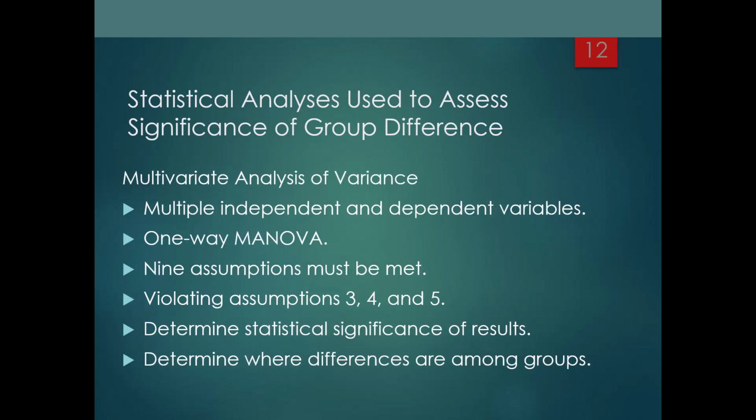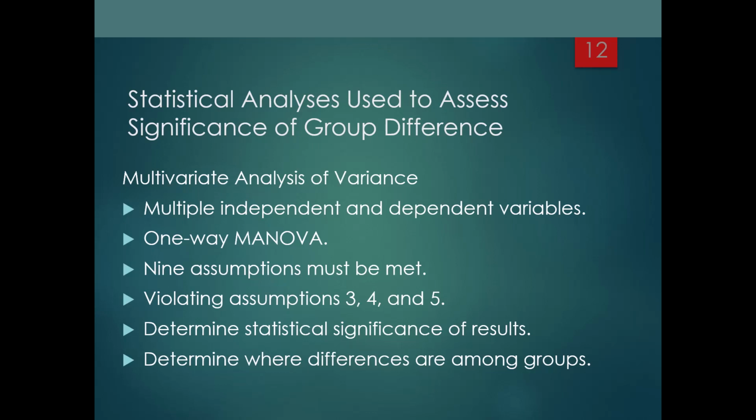Okay, so the MANOVA, which is the multivariate analysis of variance, it is appropriate when you have 1 or more independent variables measured at a nominal level and 2 or more dependent variables on an interval or ratio level. So the MANOVA is an extension of the ANOVA. So ANOVA has 1 dependent variable, 1 independent variable. MANOVA has 2 or more dependent variables.